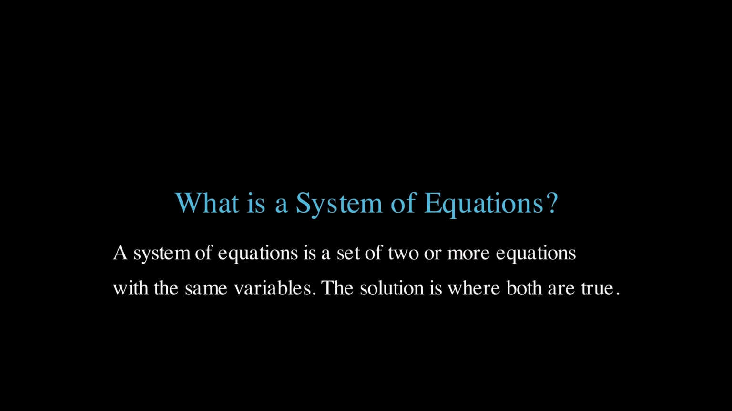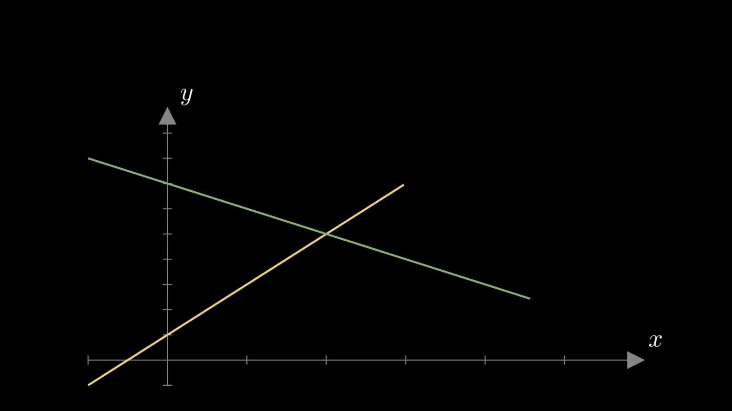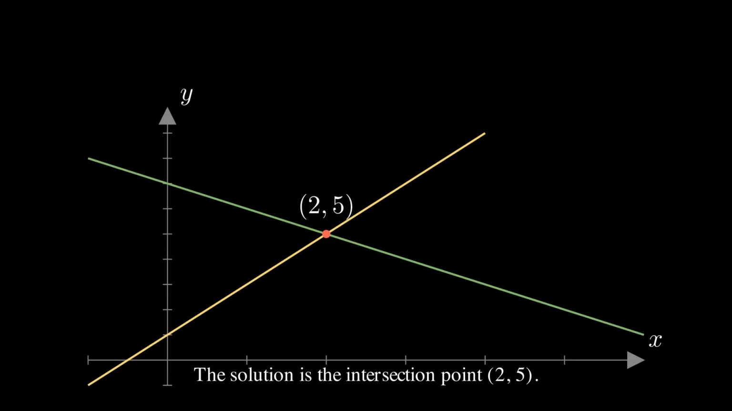First off, what actually is a system of equations? To put it simply, it's just a set of two or more equations that share the exact same variables. For example, if we take a look at it visually on a graph, the solution is the magic point where the lines cross. It's the single coordinate pair that makes both equations true at the exact same time. For example, in this graph shown above, it's right here at the intersection point 2, 5.